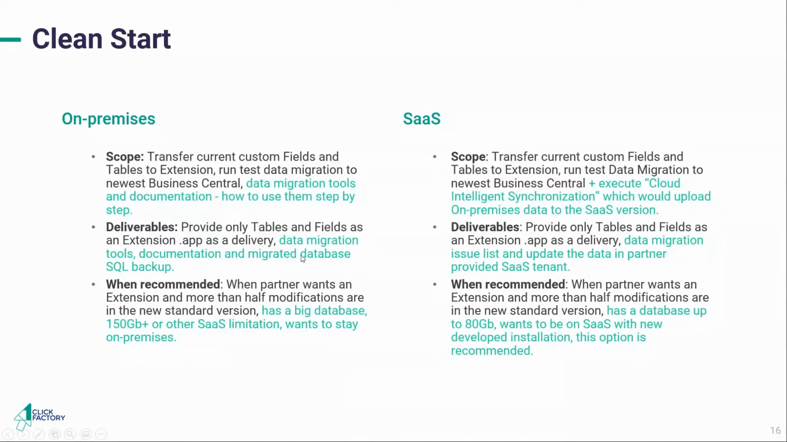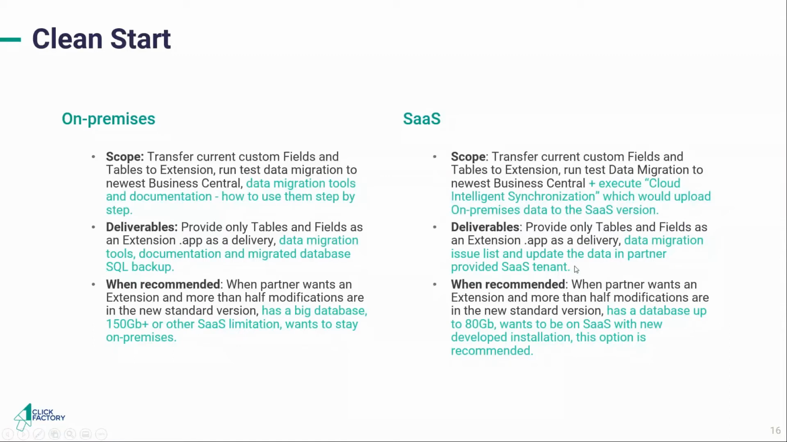Delivery is only a table and field extension app and a migrated database backup for the on-premises version. And for SaaS, it's only the SaaS tenant. It's again because SaaS, like I said, is upgrading every month, and the methodology and tools are changing. For example, if we would migrate data today to SaaS, after 3 months Business Central 18 will be released, and you will be using even a different platform than we have currently. So that's why we can't give documentation which works.